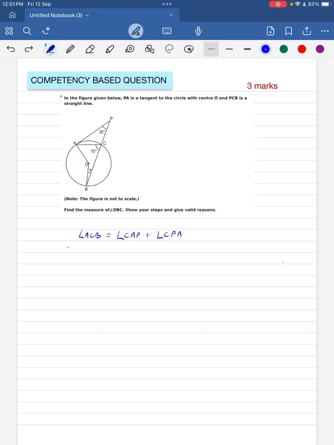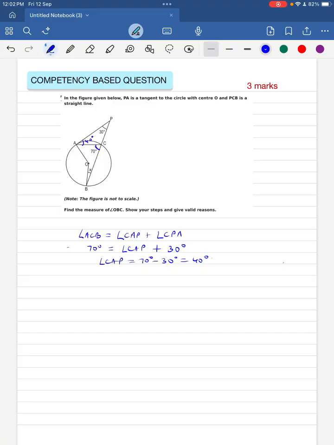Now we know that angle ACB is 70 degrees, it's marked in the figure. And angle CPA is given to be 30 degrees, marked in the figure. So from this I can find the value of angle CAP as 70 minus 30, which is equal to 40 degrees. Okay, so I got this angle as 40 degrees.